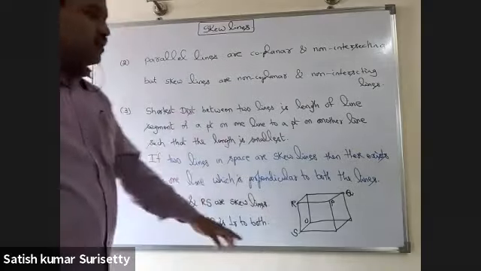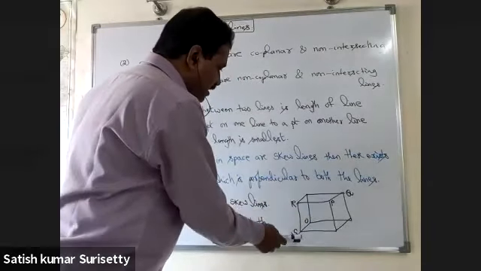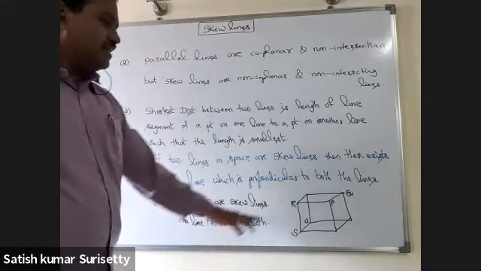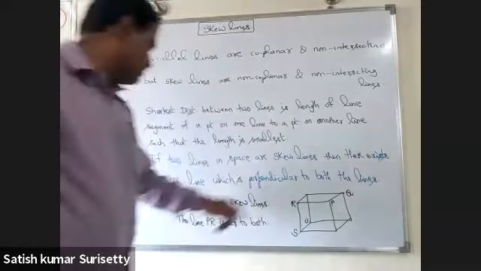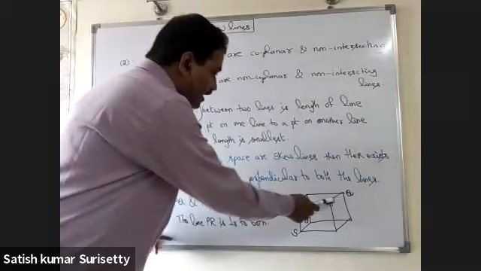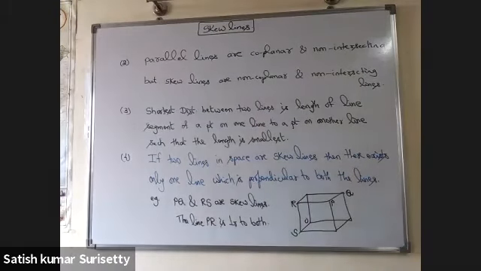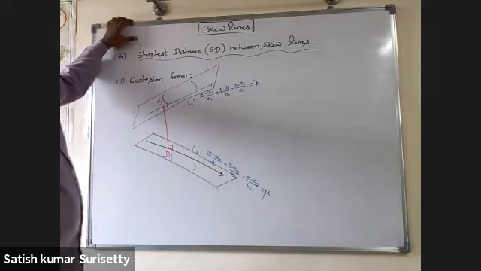If you observe this cuboid and consider the lines PQ and RS, even if you extend them, they will not intersect, they are not parallel, and they are always non-coplanar. And there is only one line PR which is perpendicular to both the lines. Shortest distance between two skew lines.